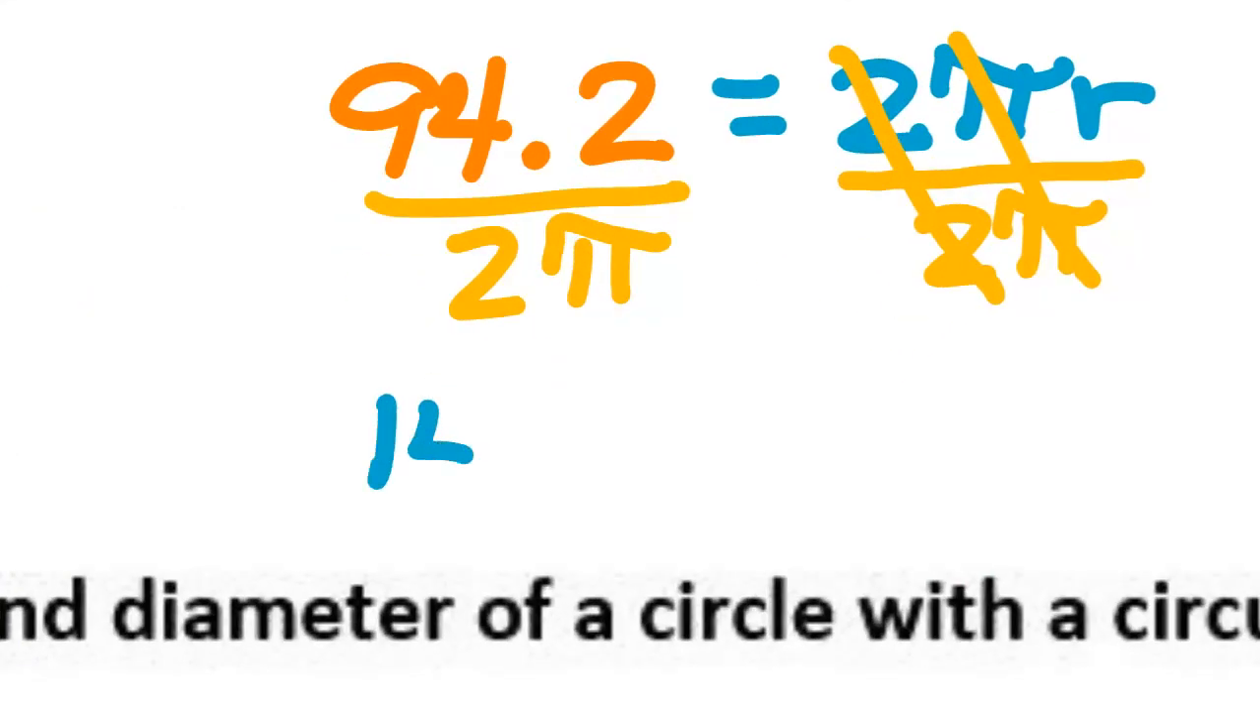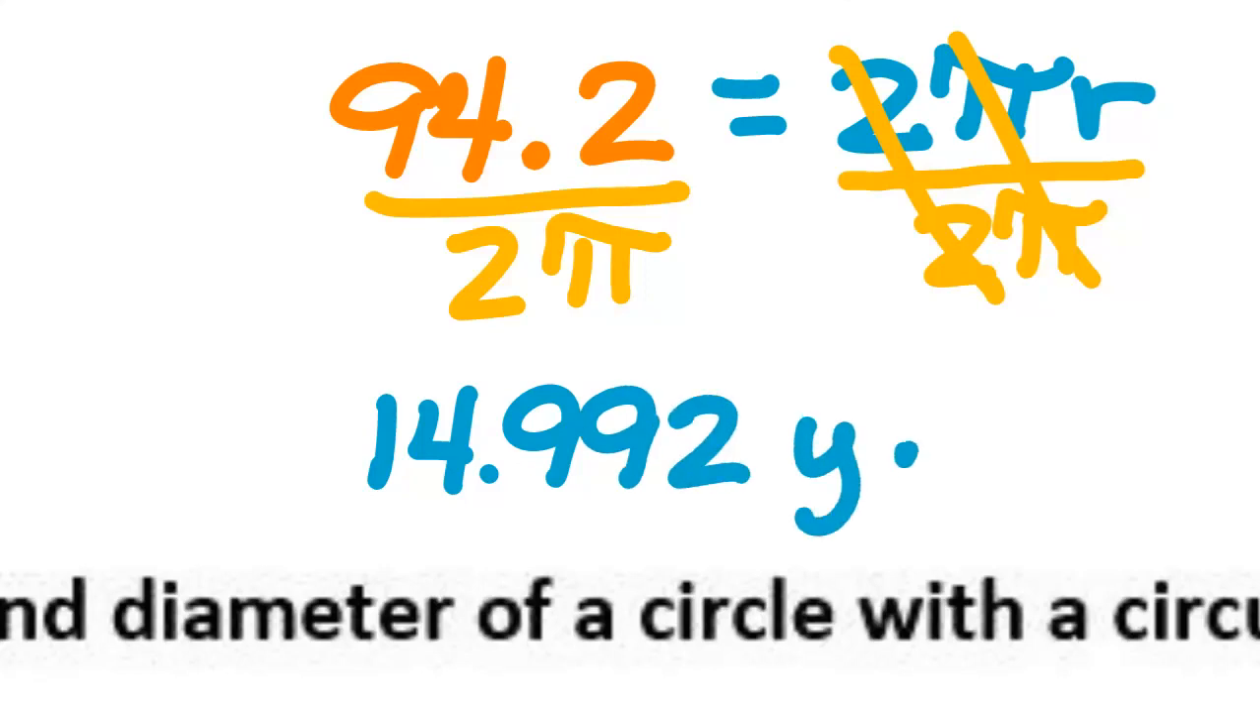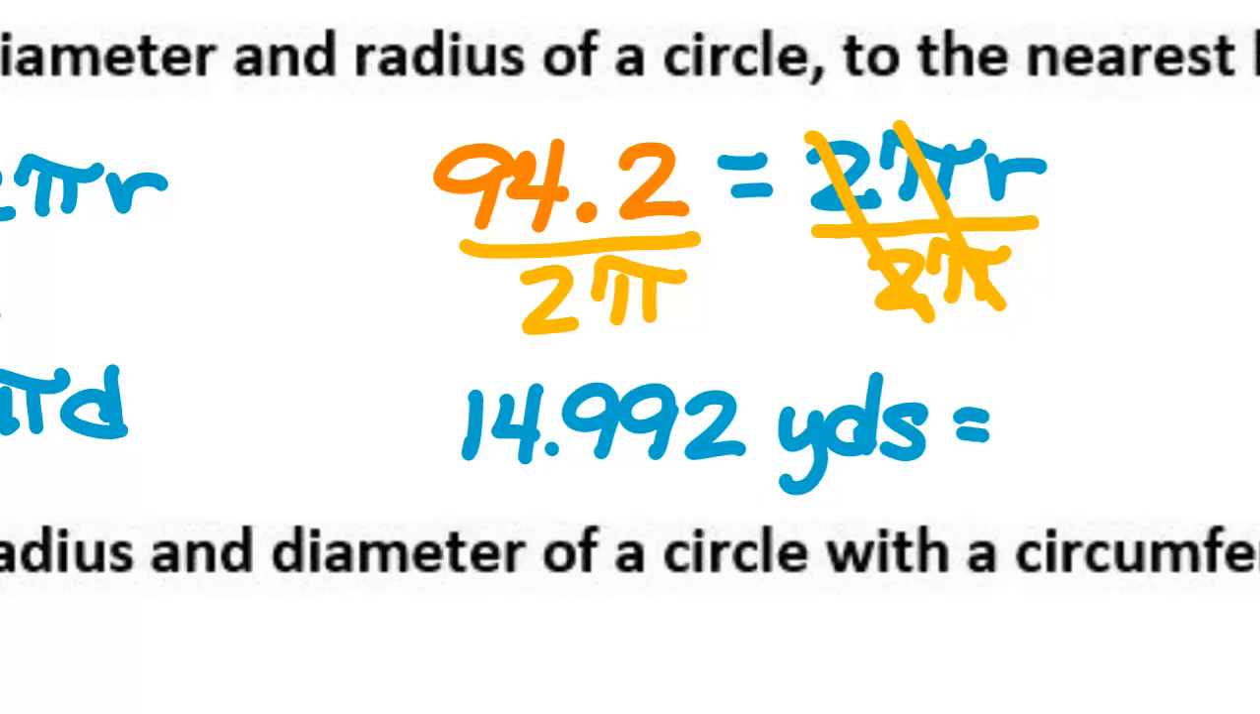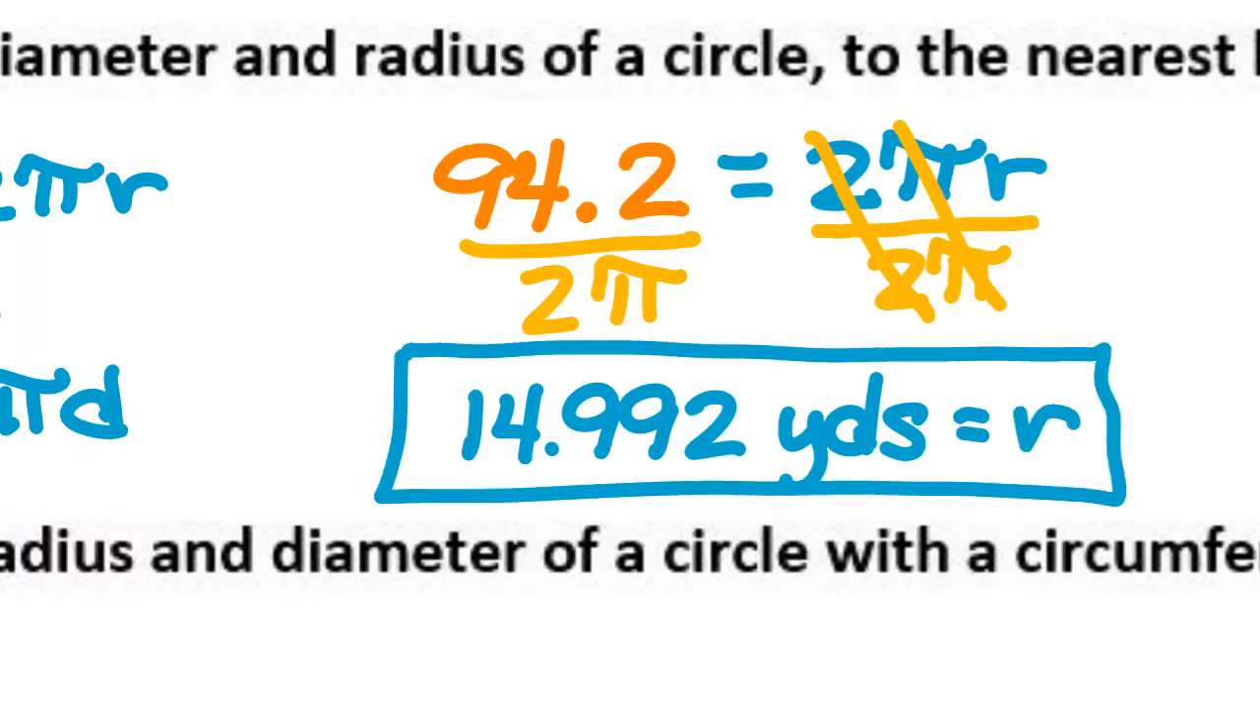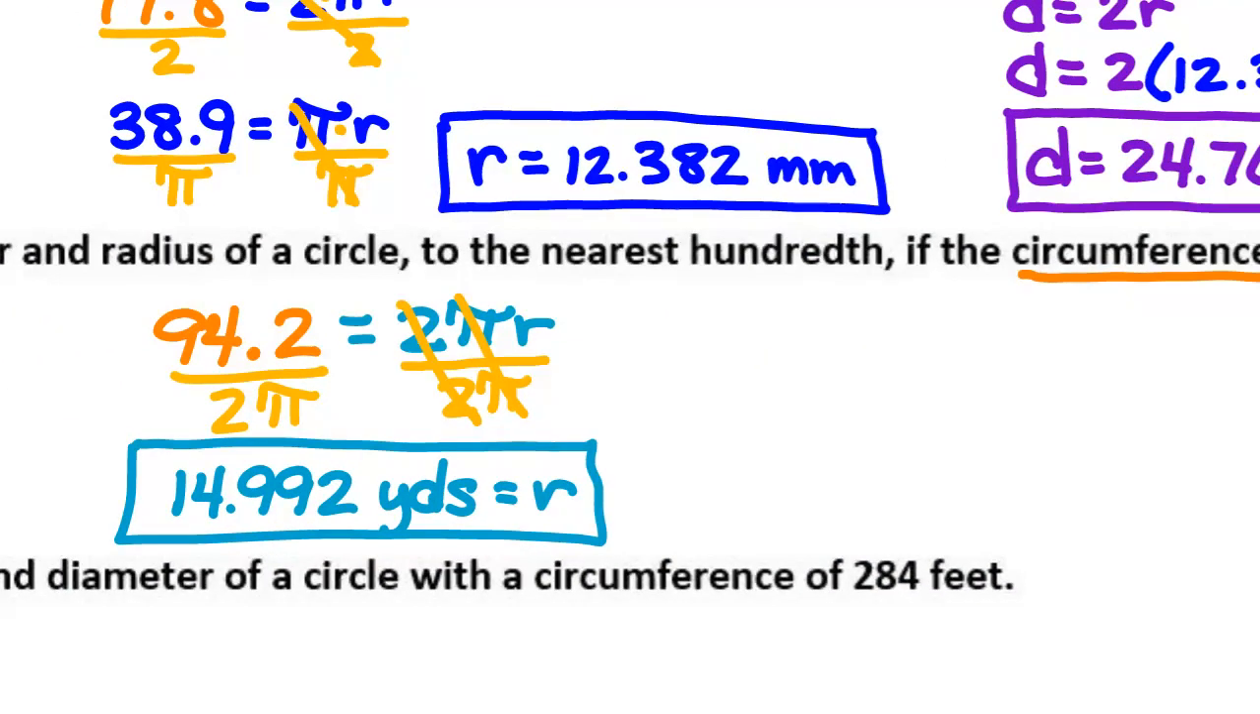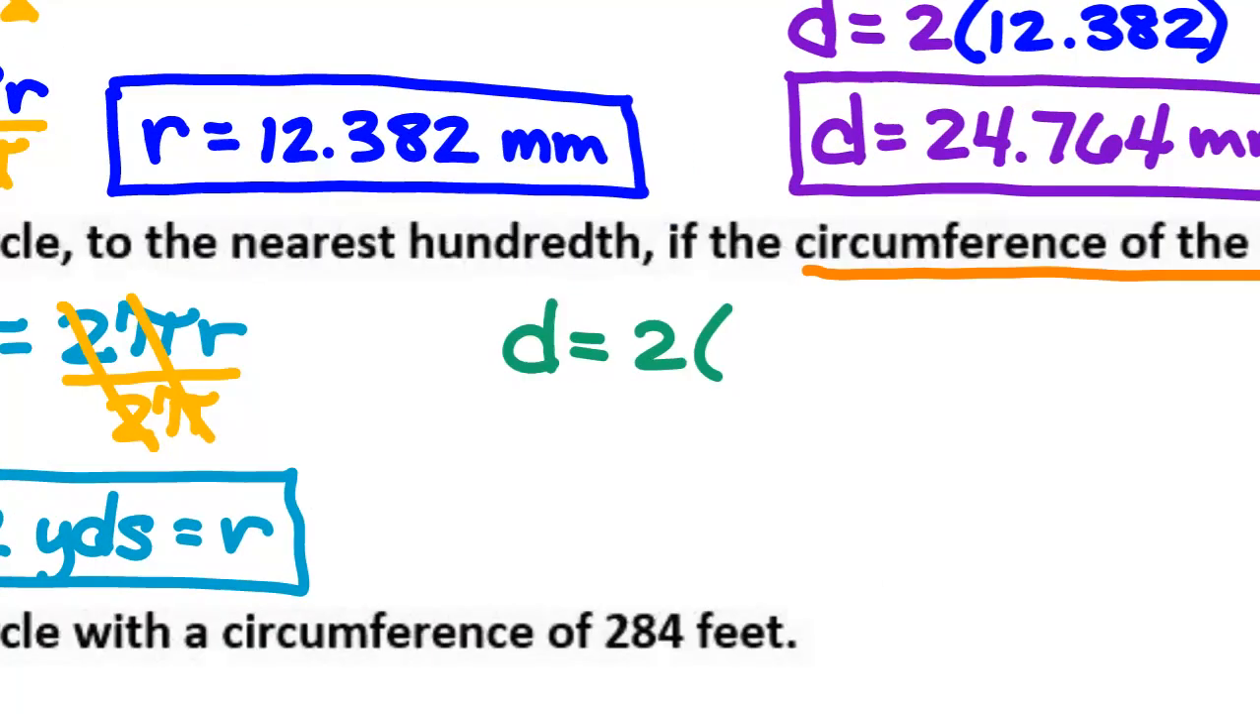14.992. And we would put yards with that because we had the unit of yards on our circumference. And then to find the diameter, multiply it by 2. So I have 2 times 14.992. And that would give me a diameter of what?